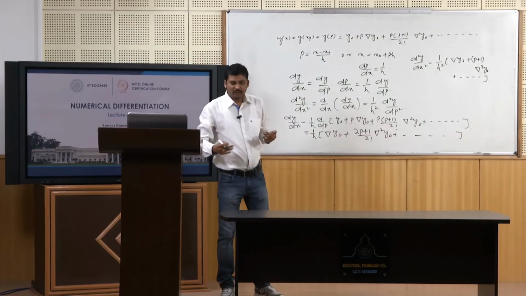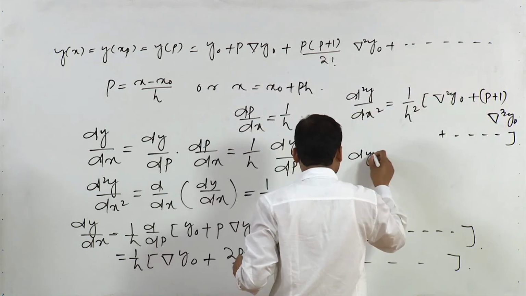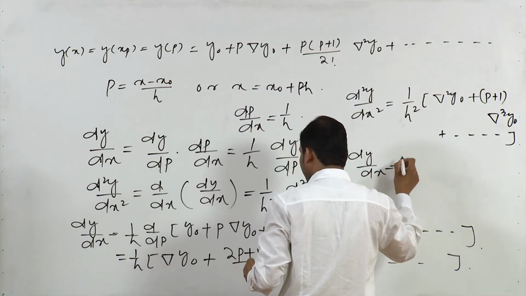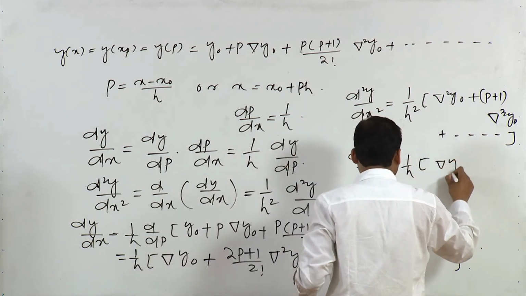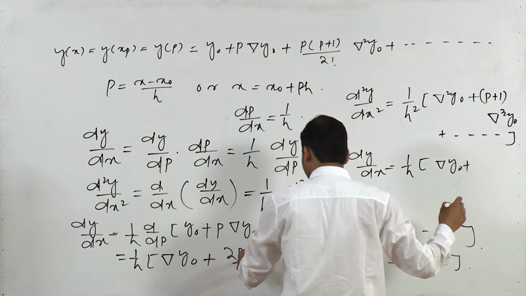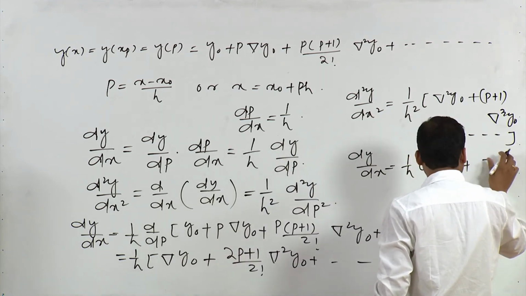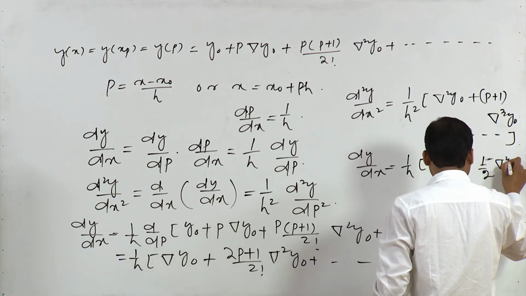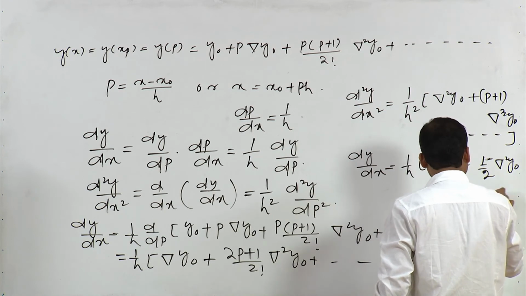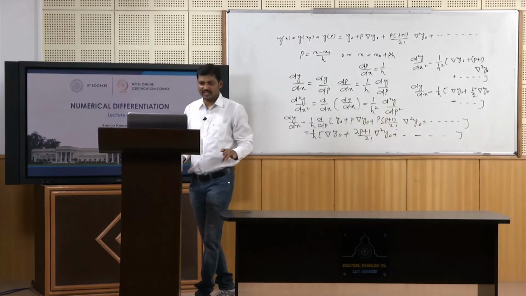So your formula can be reduced to dy by dx, which can be represented as 1 by h nabla of y0 plus, since p equals 0 here, 1 by 2 nabla square of y0 plus the rest of the terms, which can be represented from the formulation itself.